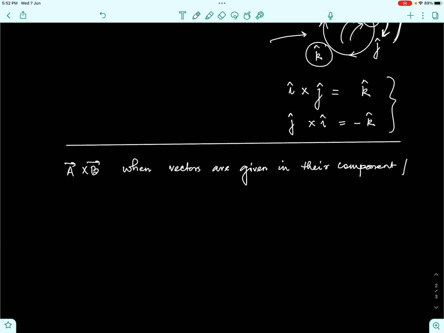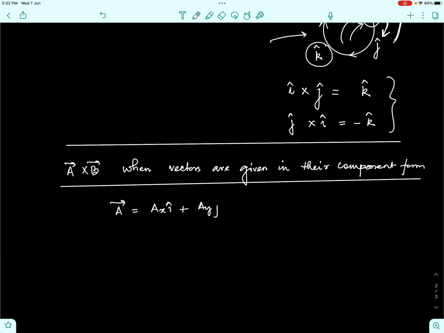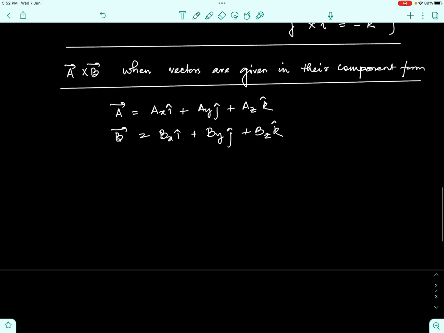Component form, just recall we have done a similar exercise in dot product. Vector A is given as Ax i cap plus Ay j cap plus Az k cap, and vector B is given as Bx i cap plus By j cap plus Bz k cap, and we are trying to find out the cross product of these two vectors. A cross B is what we are supposed to find out.